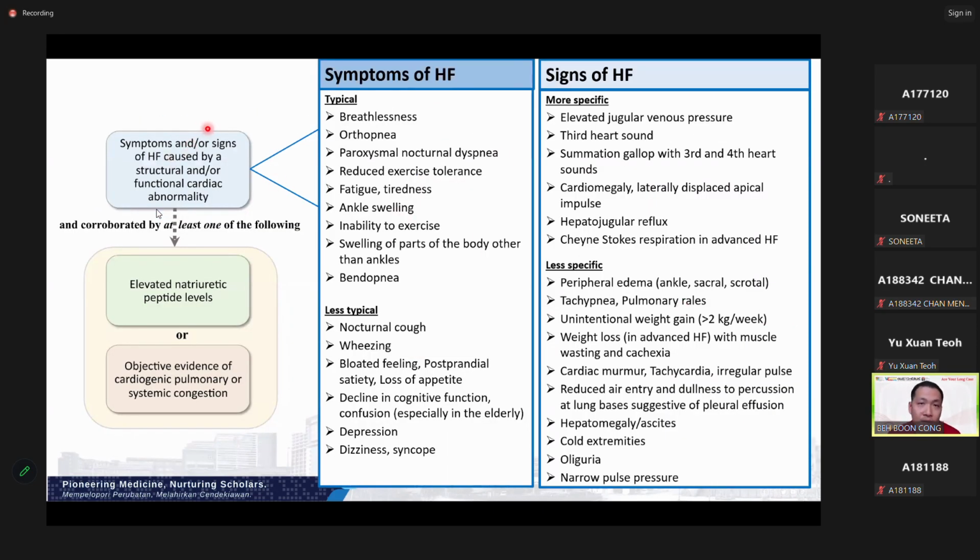So for heart failure, you must have sign and symptom plus at least one of these. Symptoms meaning what the patient tells you. The common ones are breathlessness, orthopnea, PND, and pedal edema. And then the signs of heart failure, like elevated JVP, third heart sound, cardiomegaly, meaning you examine the patient: the apex beat is displaced and the hepatojugular reflex is present. And then you need at least one of it.